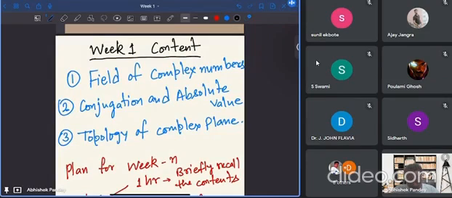Okay, so the week 1 content is, first, the field of complex numbers, conjugation and absolute value, and the topology of the complex plane.